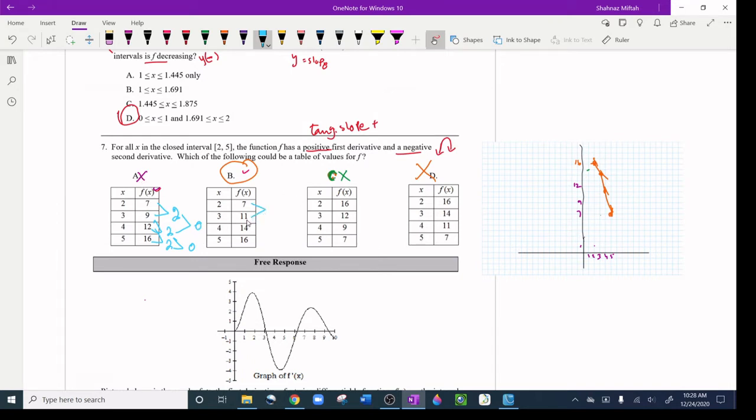If I try this one, you have to make sure that the second number subtract the first one. So 11 subtract 7, 7, 8, 9, 10, 11, that's 4. Then I'm going to go 14 subtract 11 is 3, and 16 subtract 14 is 2. So these are all positive slopes, and now the second derivative: 3 subtract 4 gives me negative 1, 2 subtract 3 gives me negative 1. So yes, the second derivative is negative. The first derivative is positive. Done.